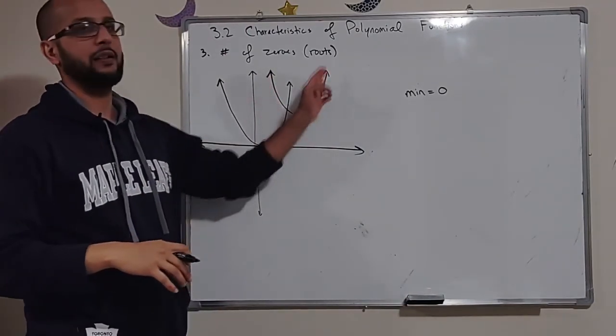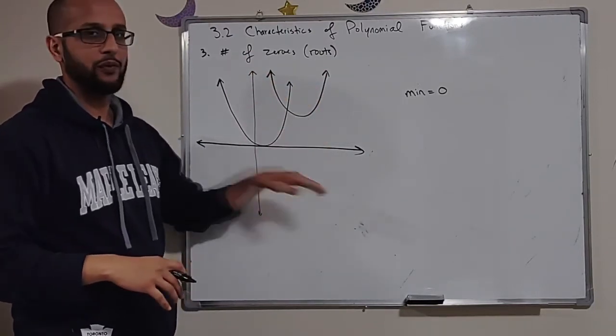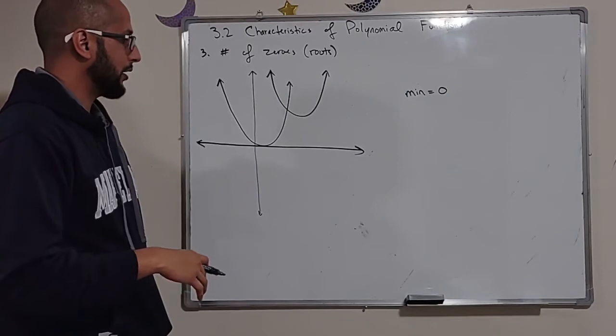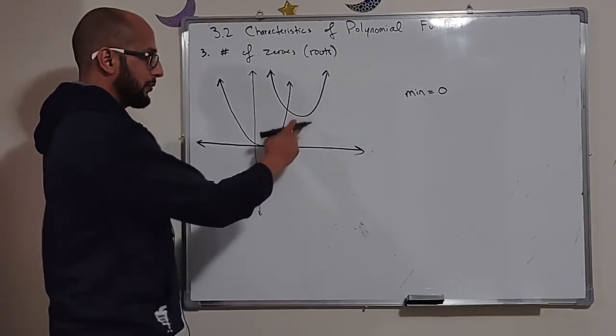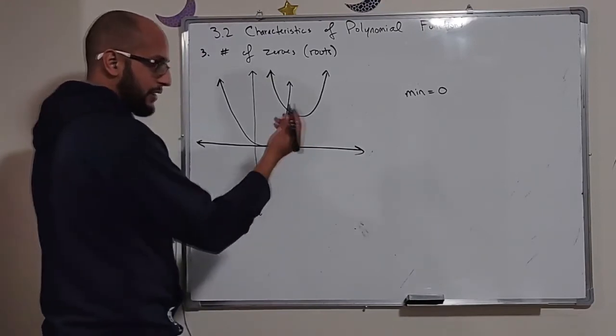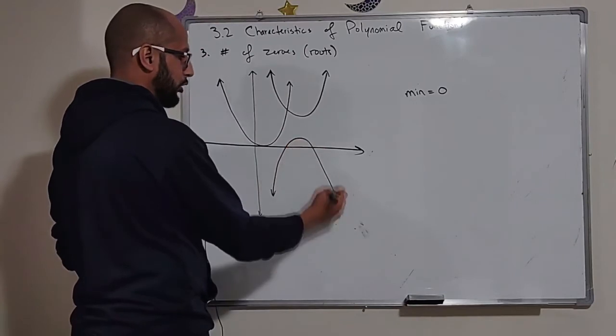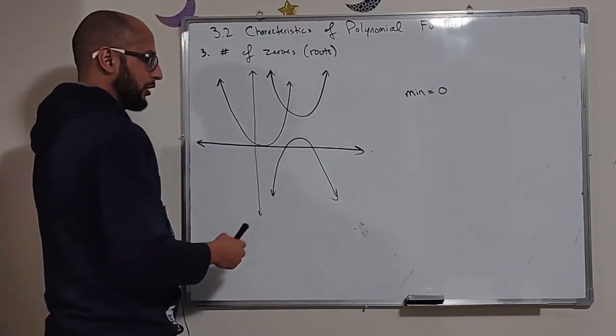If it starts and ends above the x-axis, then there's no reason for it to cross the x-axis. So now what we're going to look at is the maximum. You can have 0, you can have 1. Can I draw one that has 2? Well, let's see. Well, that has 2.